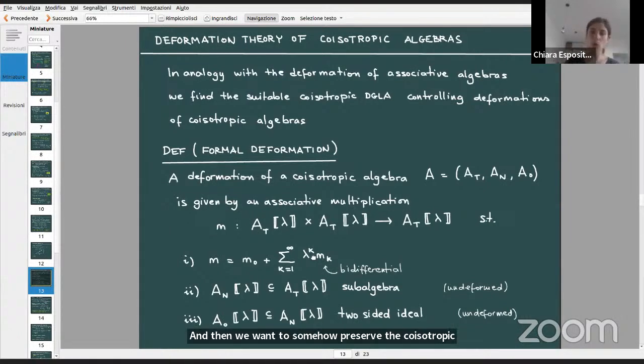So AN was a subalgebra of AT, and now even though we deformed AT, we want AN formal power series still to be a subalgebra, but keep in mind that AN is still undeformed. And the very same for A0. A0 was a two-sided ideal. We want to keep this. So it has to sit inside AN formal power series as a two-sided ideal, again undeformed.